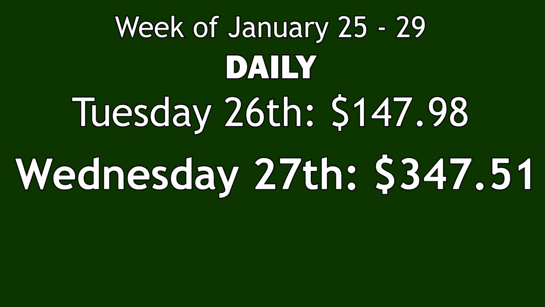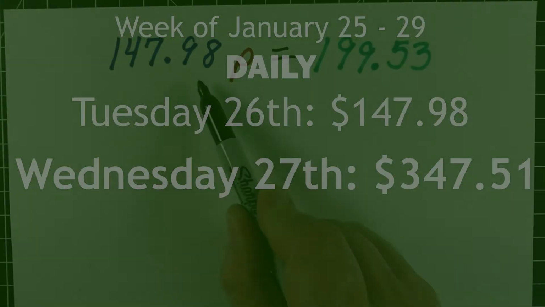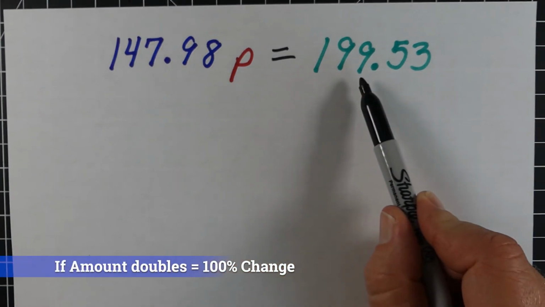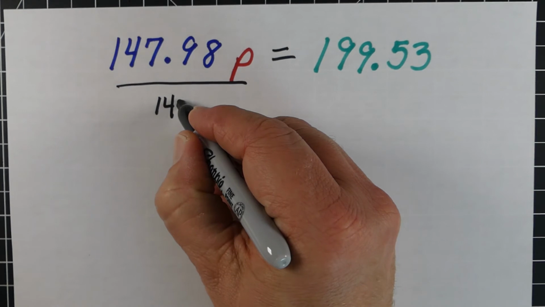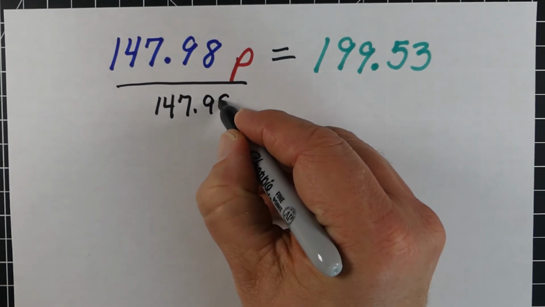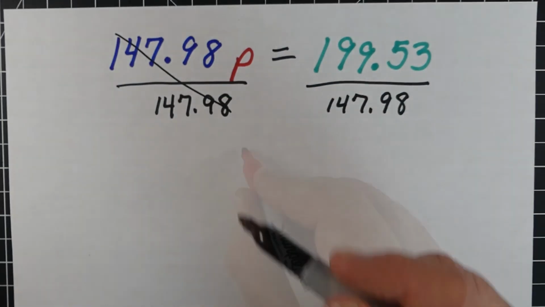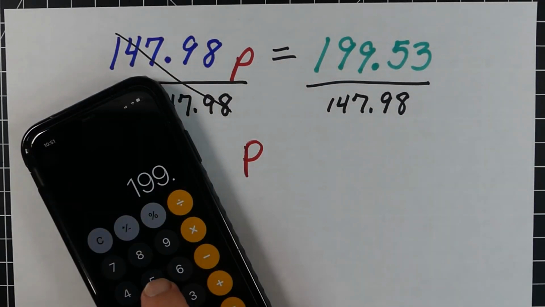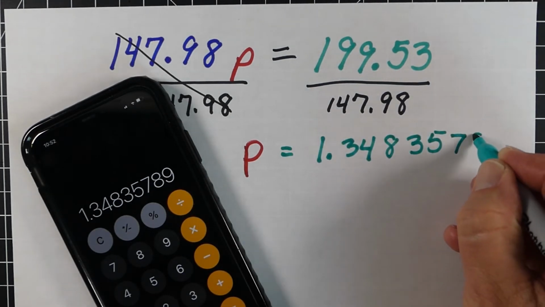Now, when we went from Tuesday to Wednesday, you can see it was a huge jump. It more than doubled. So the amount of increase was $199.53. We divide both sides by what the Tuesday amount was, which is the $147.98. And so we divide both sides by that. Now on the left, we're just left with our variable P. On the right side, when we do our division, we're going to come up with a decimal of 1.348 and then so on.